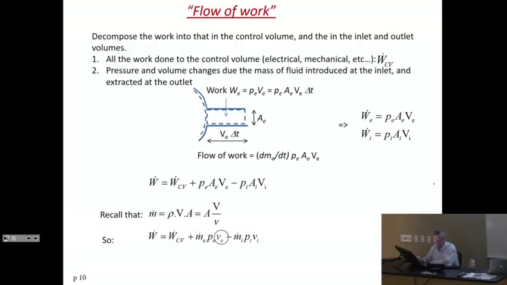Specific density, volume. Mass, pressure, specific volume. So the reason we do that is because it allows us to get rid of the velocity terms, which we couldn't possibly know necessarily every time. So now we have the rate of change of the work of the open system as the work of the control volume, plus mass, pressure, and specific volume at inlets and outlets.